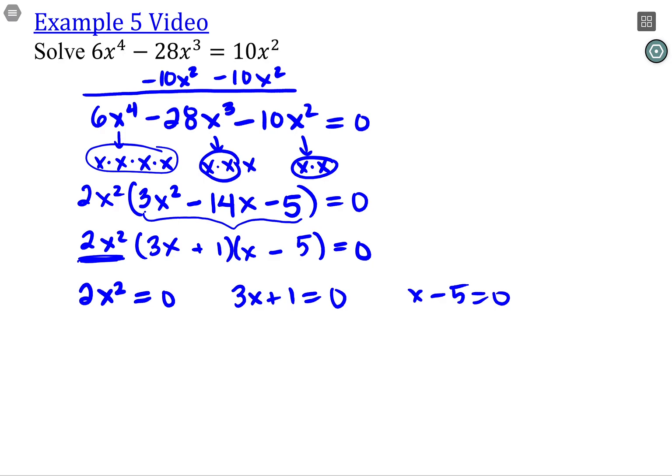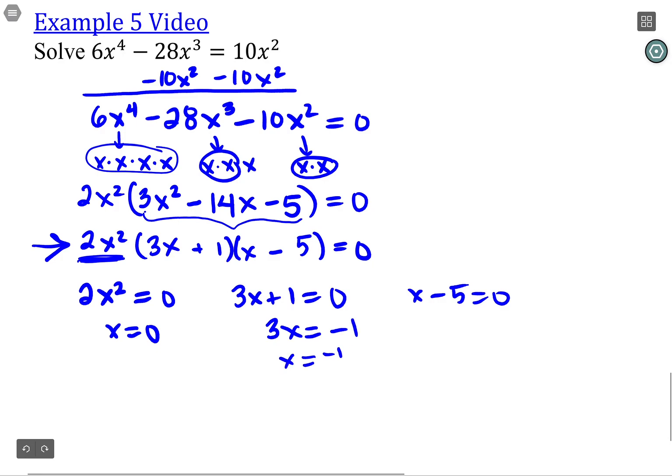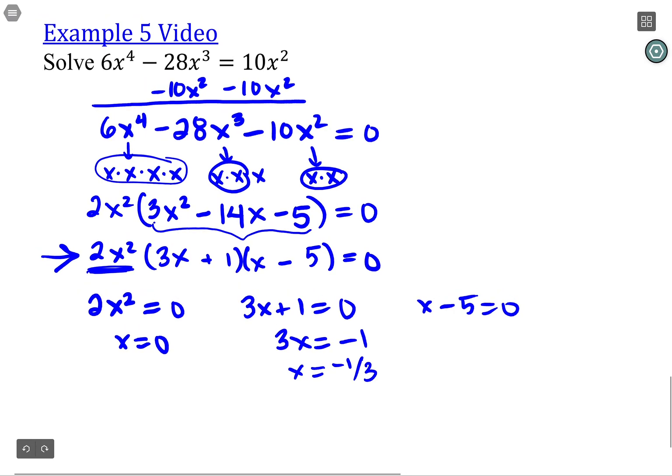The 2x squared equals 0, you could think about that as x times x and split it up more, but I'm kind of hoping that just by inspection we're spotting that 0 squared is 0. When we multiply that by 2, it's still 0. So that's going to be true anytime x is 0. If x is 0, that whole thing is 0, which means this whole thing up above is 0. 3x plus 1, we're going to subtract 1 from both sides. And then we're going to divide both sides by 3. And then x minus 5, we're going to add 5 to both sides. We get x equals 5.